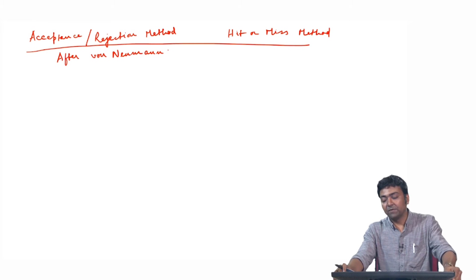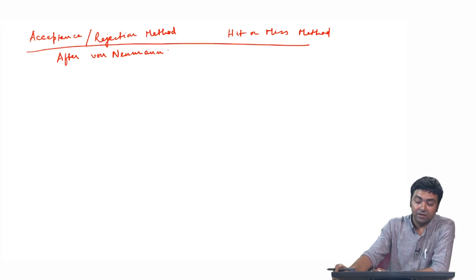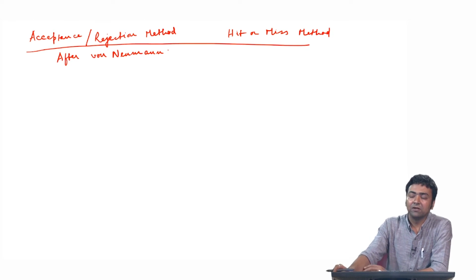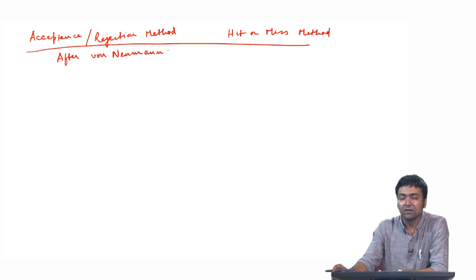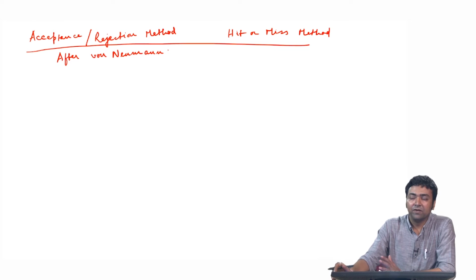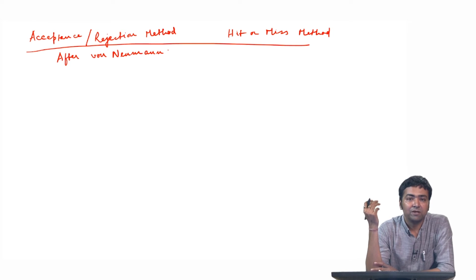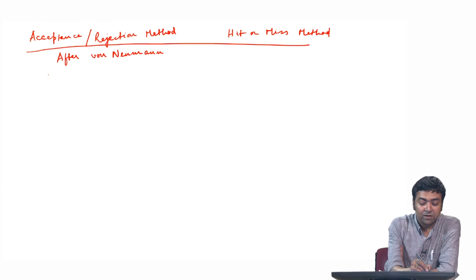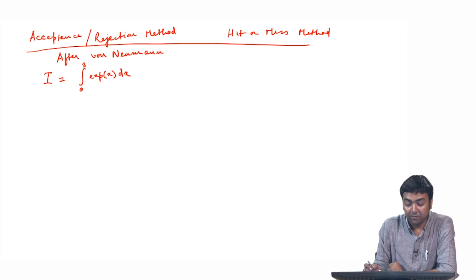The example I will be using is a one dimensional integral. The reason I am using a one dimensional integral, though I have already said before that one dimensional integrals with Monte Carlo are not very efficient, is that one can then visualize things much more clearly rather than trying to visualize or imagine a multidimensional space. So, I am trying to evaluate the integral I equals integral from 0 to 3 of exponential x dx.